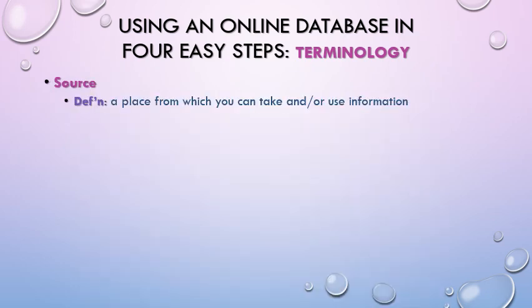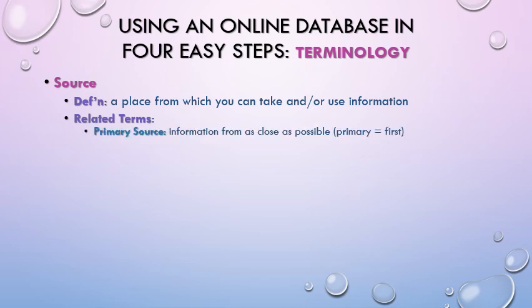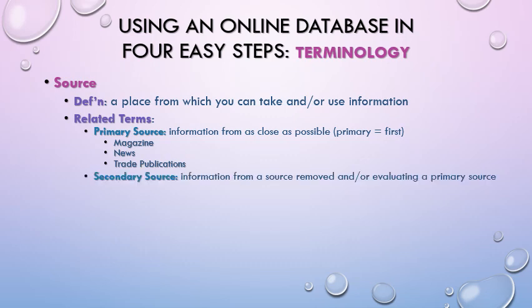A source is a place from which you can take and or use information. Sources can be online databases, they can be books, they can be people. So the related terms, a primary source is information from as close to the source as possible, from the event or the person or whatever, so as close as possible, because primary means first. So magazines, news, trade publications, those can all be primary sources.